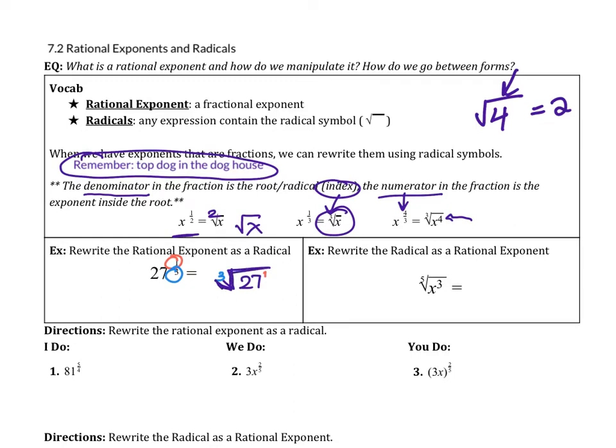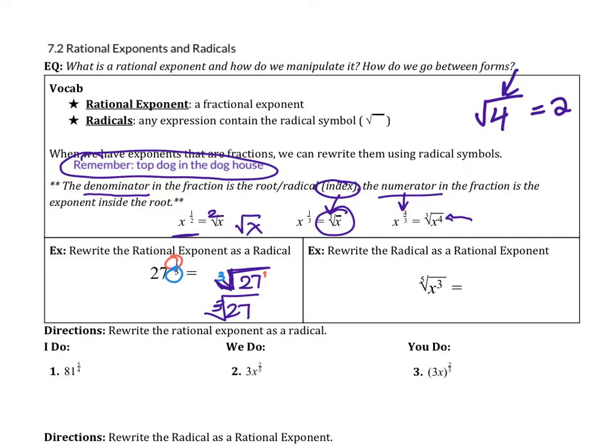So 27 to the power of 1/3 in radical form is written as the cube root, or the third root of 27 to the first power. Now, 27 to the first power is just 27, so this could be rewritten without that 1 inside as well. So that's translating from rational exponent to radical.